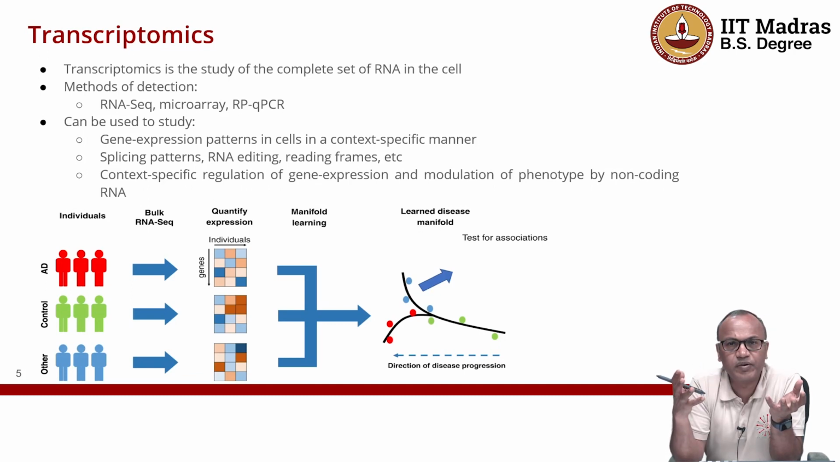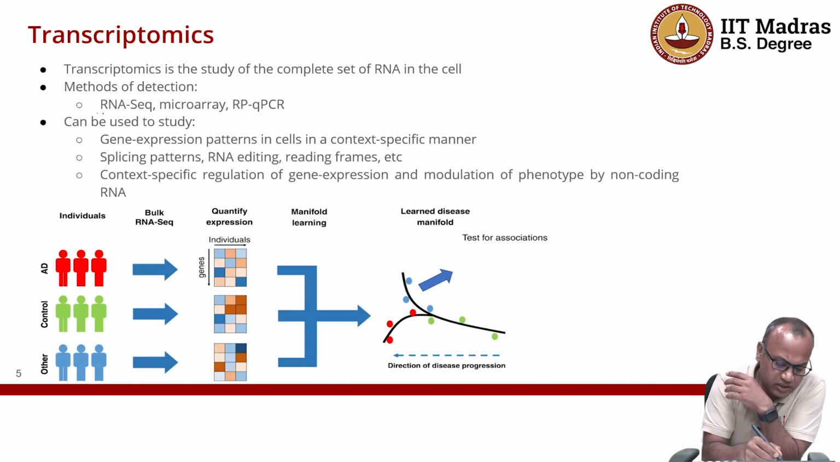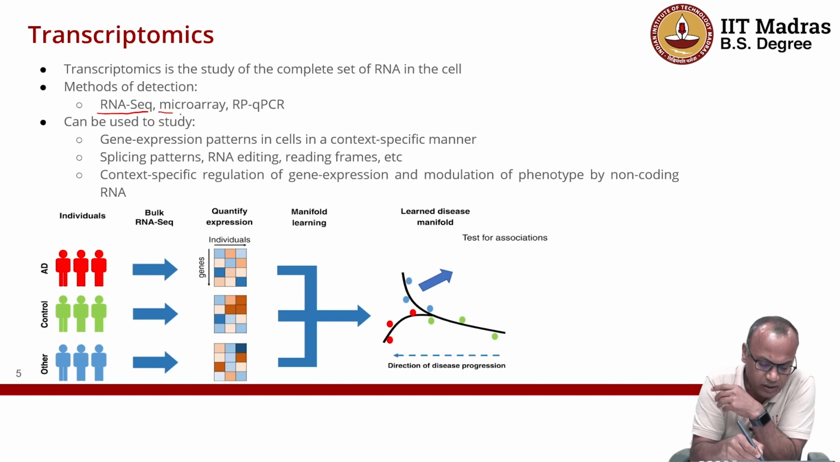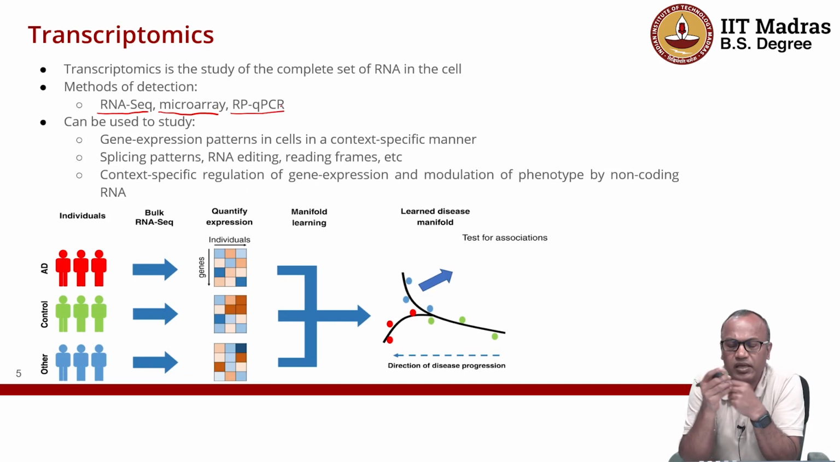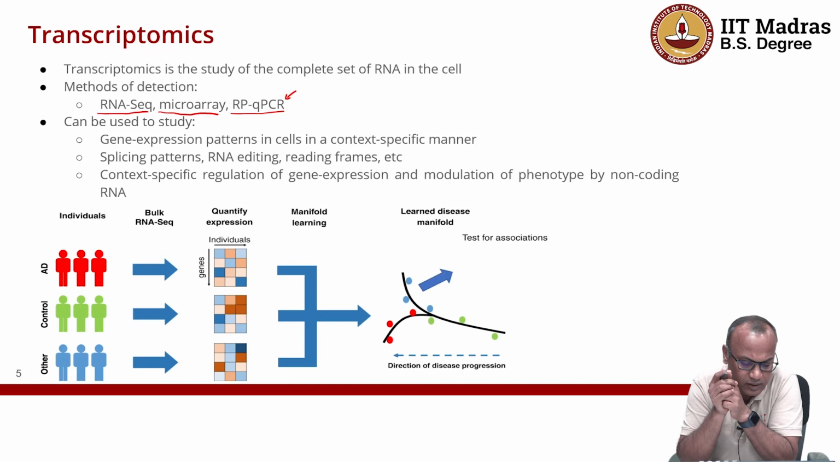So what are the different methods? If you are doing next generation sequencing, this will be called RNA-seq. If you are using microarrays, it will be microarray. You can also do single gene level transcriptomics, which is qPCR. You must have heard the word qPCR a lot during the COVID pandemic. What can this be used for?